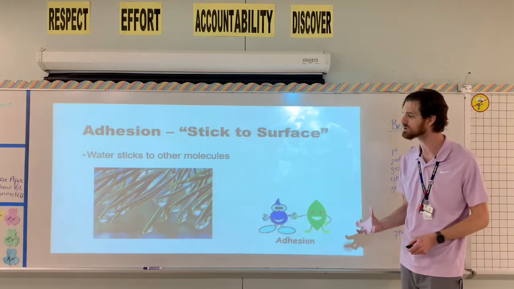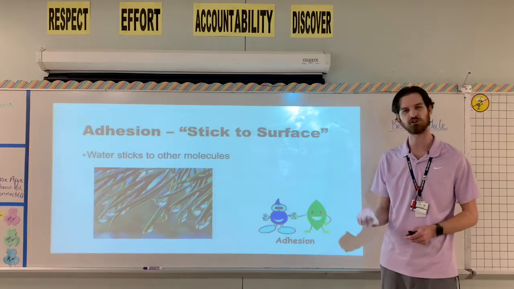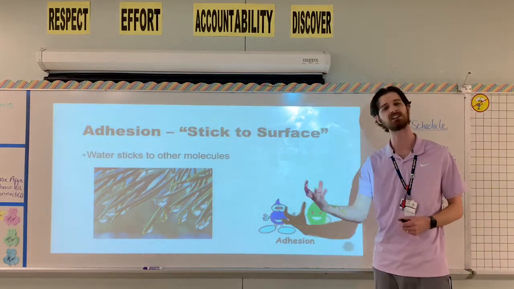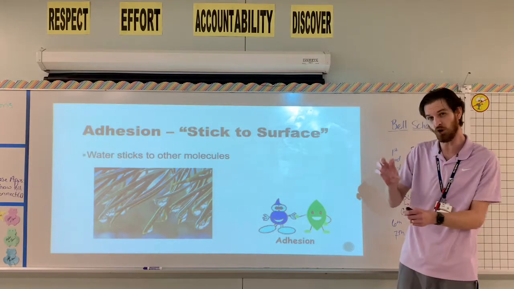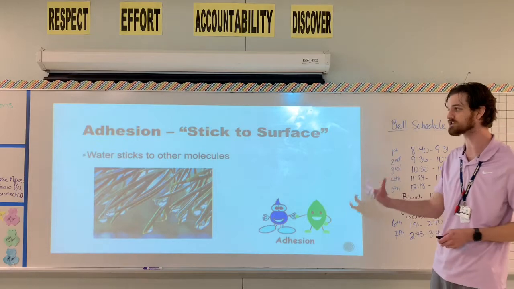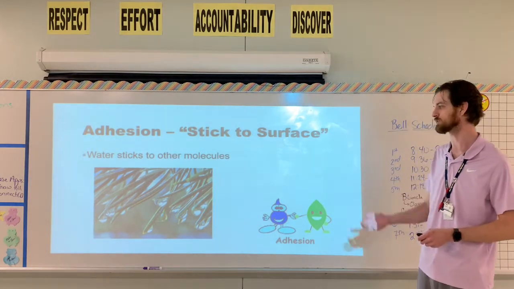And again, that's all because water is not just sticking to itself, but it'll also stick to other surfaces where it can have those relationships where something is negative or something is positive there, and can get a temporary hold to it. So it's all related to the same thing as cohesion, but the only difference with adhesion is it's sticking to another molecule or another surface.